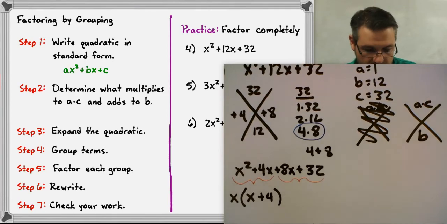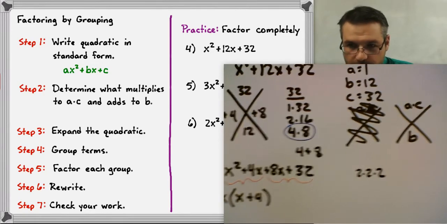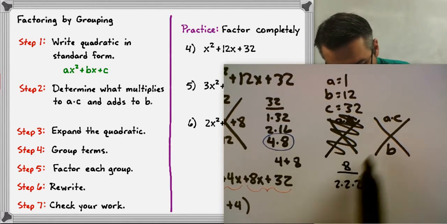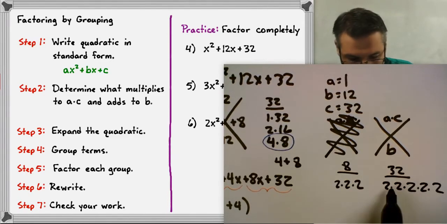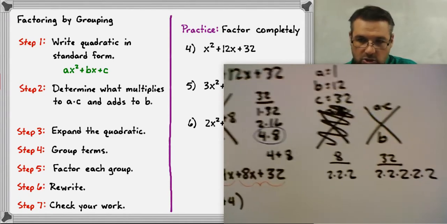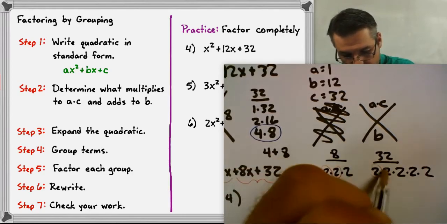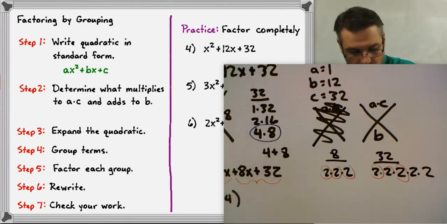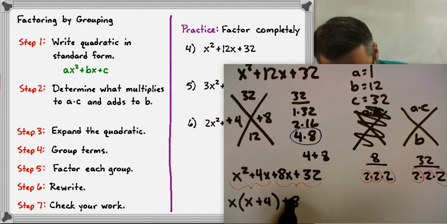You should be able to do this hopefully by now kind of in your head, but I'll do it just one more time here. 8 factors to 2 times 2 times 2. Okay, that's 8. And then 32 factors to 2 times 2 times 2 times 2 times 2. 2, 4, 8, 16, 32. So what do these factors have in common? Well, they have a 2. They have a 2 there, a second 2, and a third 2. So when I multiply all that together, 2 times 2 times 2 is in fact 8.